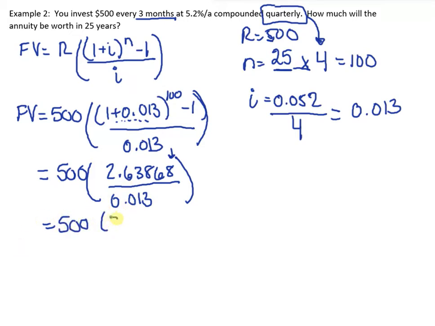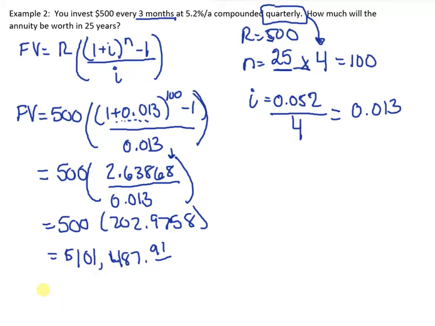Divide this out, I get 202.9758. Okay, and then let's multiply that by 500. And we're left with 101,487.91. Okay, so this person invests $500 every 3 months.